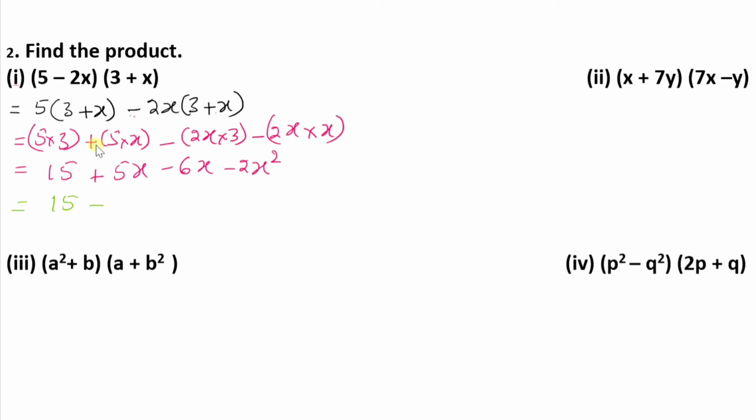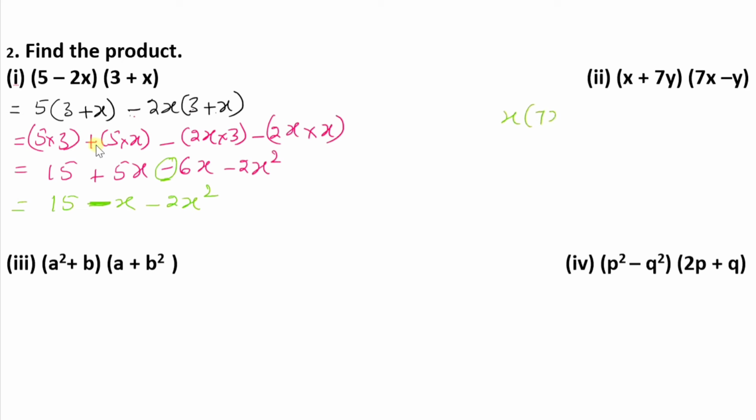Here plus 5x and minus 6x. They are like terms, isn't it? So you need to find the difference. Difference of 6 and 5 is 1 and the larger number has negative sign. So you need to put negative sign only. Minus x minus 2x square. Next sum.